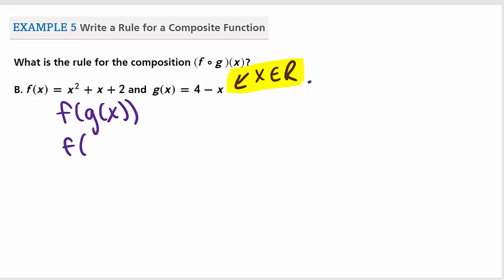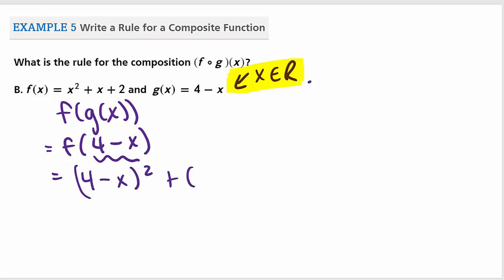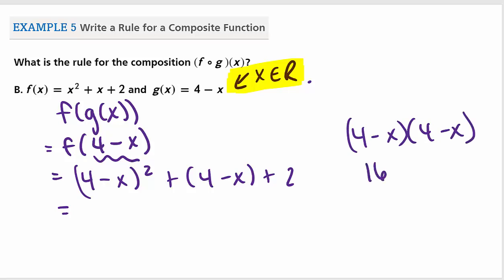So I'm going to replace g of x with 4 minus x. Then I'm going to replace the x values in f of x with our new expression 4 minus x. So we get 4 minus x squared plus 4 minus x plus 2. We're going to simplify. 4 minus x squared, we will have to FOIL. So we get 16 minus 8x plus x squared.